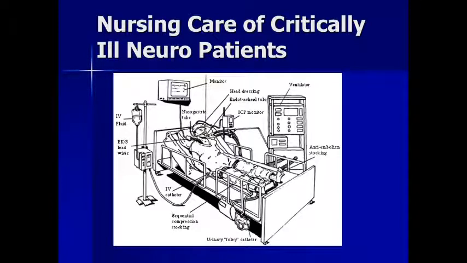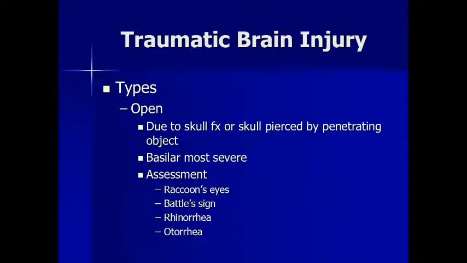Okay, let's move along to nursing care of critically ill neuro patients. What we're going to talk about now are brain injuries and their treatment. So, traumatic brain injuries, or TBIs, are classified as, or there are a couple of types. There are the open and the closed. So let's talk about the open classification.